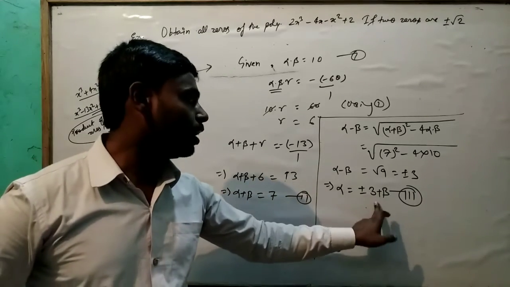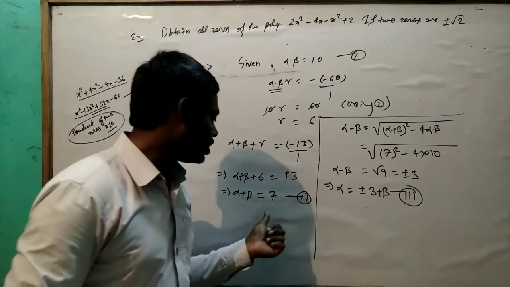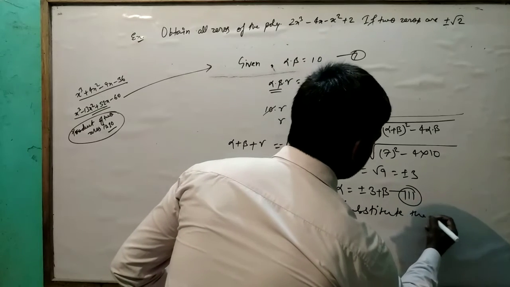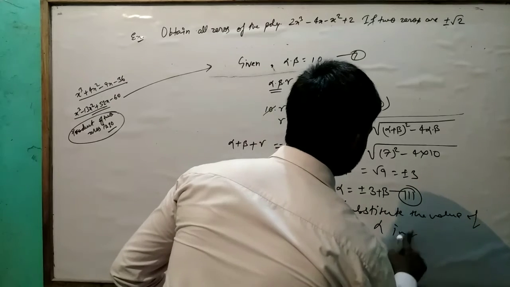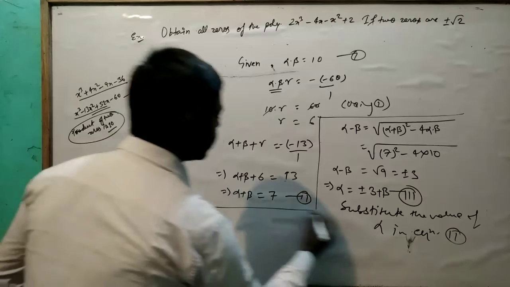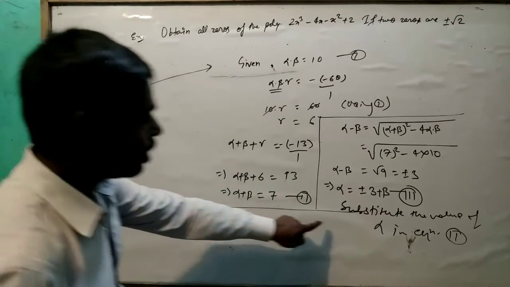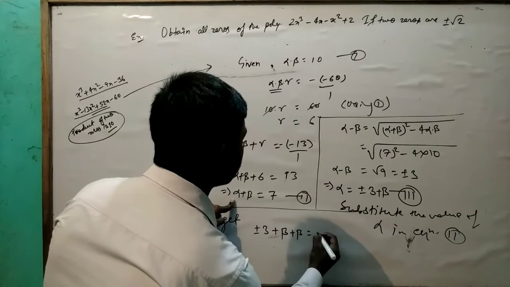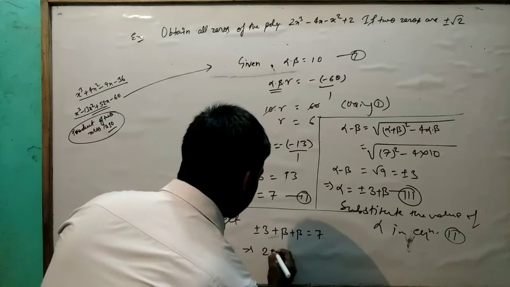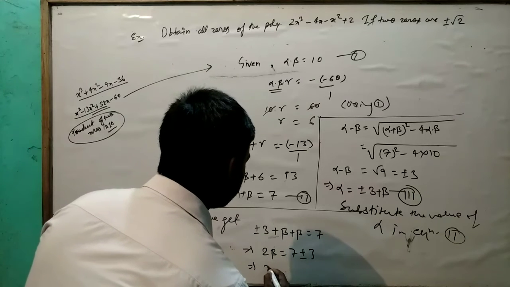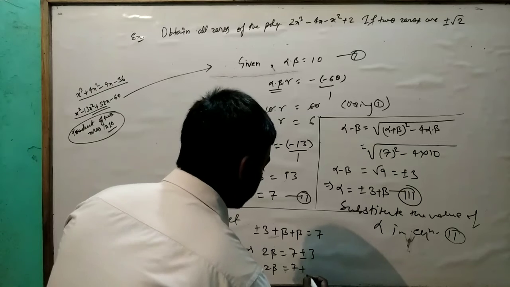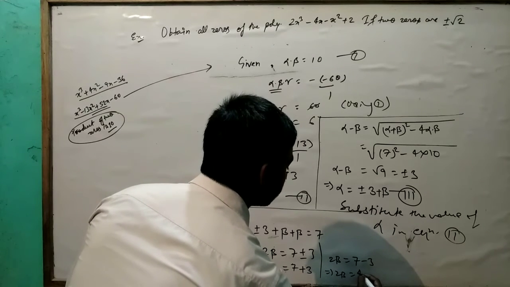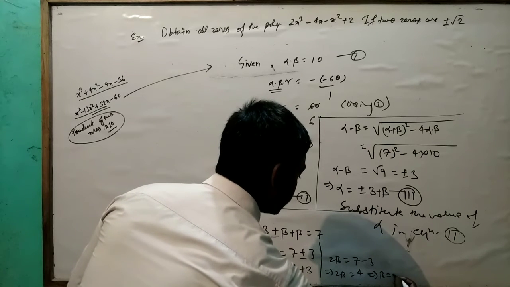When we substitute the value of alpha, which is plus minus 3 plus beta, in equation second, then we get plus minus 3 plus beta plus beta is equal to 7. Then 2 beta is equal to 7 plus minus 3. One time we take plus 3, and second time we take minus 3. 2 beta is equal to 4, and beta is equal to 2.